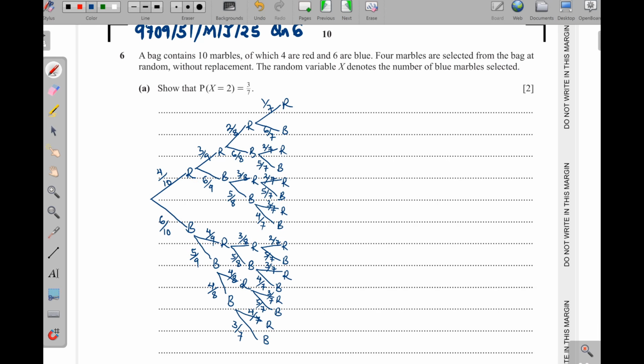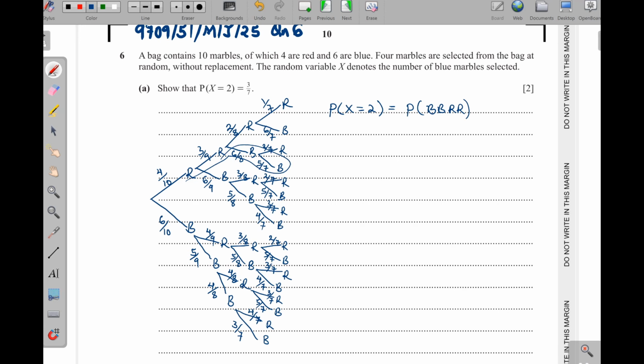That will be the tree diagram. So we want to get to what? We want to get 2. So probability of x, which is equal to 2, is going to be, we are seeing 2 what? 2 blues. So we are having 2 blues. That means even the reds are 2. So here there are many.